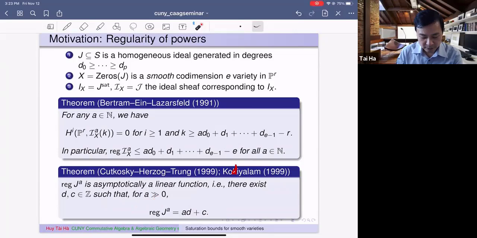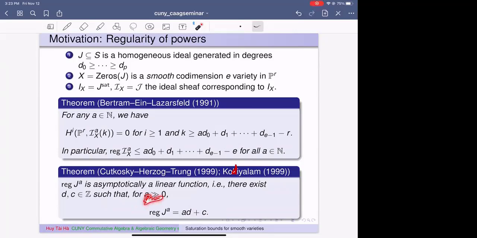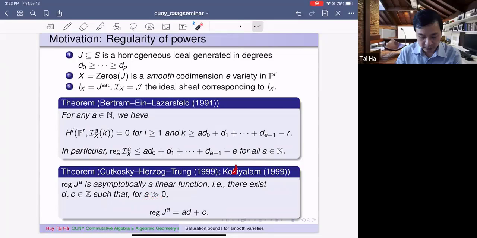But the problem is that this value A, the minimal value A where the regularity becomes linear, could be very big, and it's not well understood at all. So in practice, given an ideal, it's hard to determine how far you have to go to get a good estimate. So that's why we want to get some sort of linear bound that works right from the beginning.